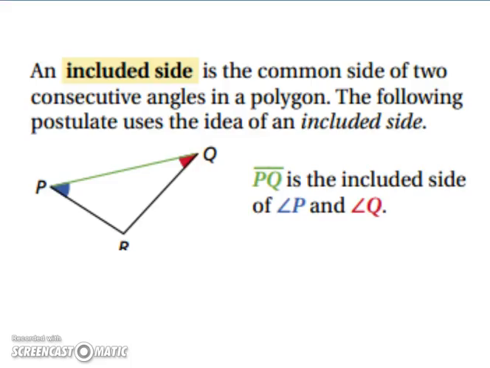Let's look at some vocabulary. An included side is the common side of two consecutive angles in a polygon. The following postulate uses the idea of an included side. Just like we had the included angle before, where the angle was smushed between two sides, this is an included side, so it's going to be smushed between two angles. So side PQ works with both angle P and Q at the same time. It shares it.